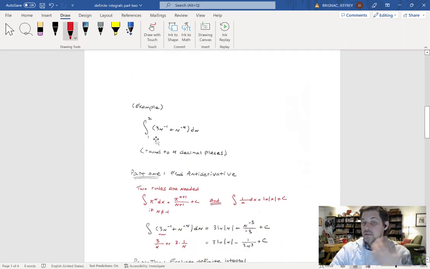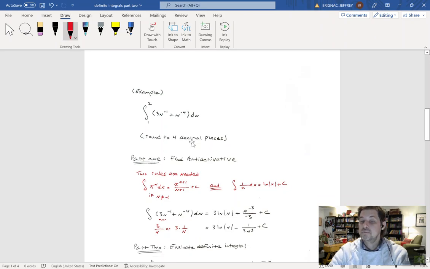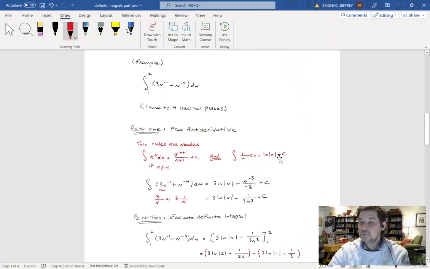But this here I just do have the variable, so the variable is n this time. I got n to the minus 1 power plus n to the minus 4 power. Okay, so there's nothing more complicated built into that. So I don't need to use u substitution. The rules I need are these two.